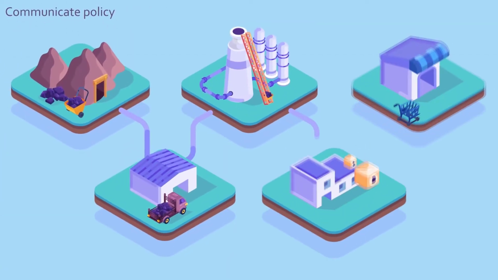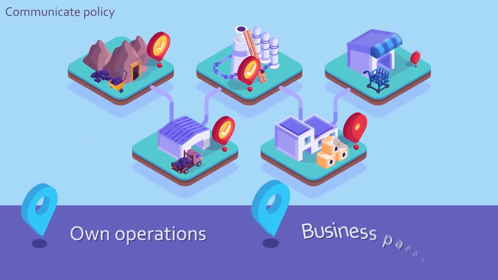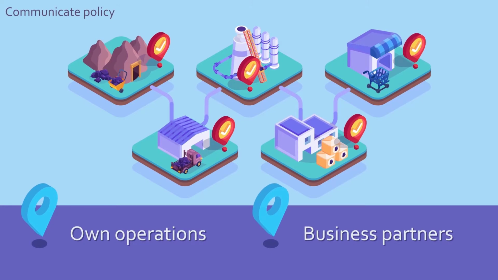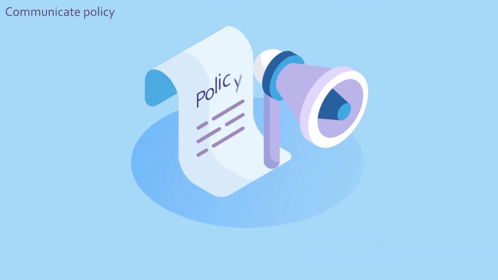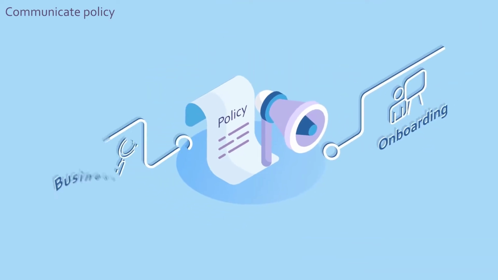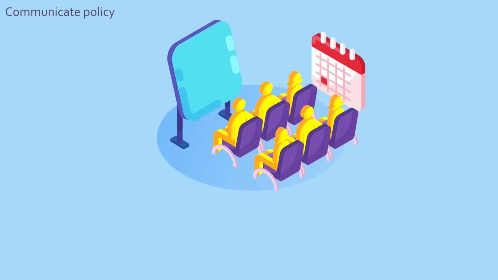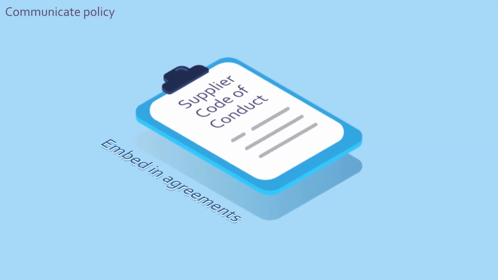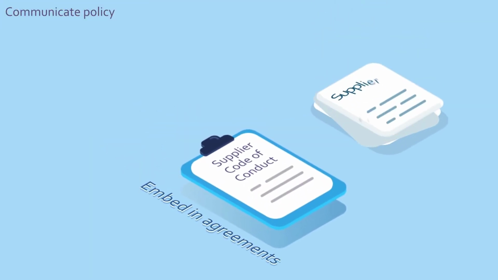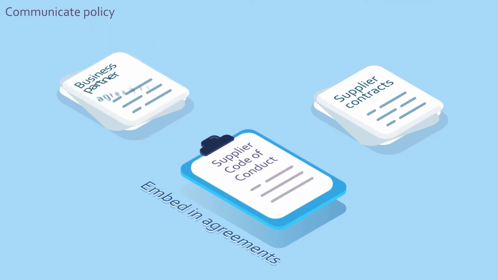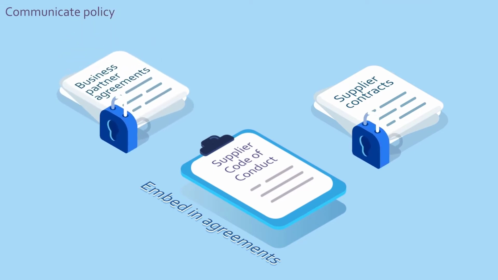Your policy should apply to your operations and to your business partners, including suppliers. Communicate your policies to all business partners during onboarding and business reviews. Provide regular trainings as necessary, especially for high-risk issues. Put these policies in a supplier code of conduct. Include them into your supplier contracts or business partner agreements that are enforceable as a condition for doing business.